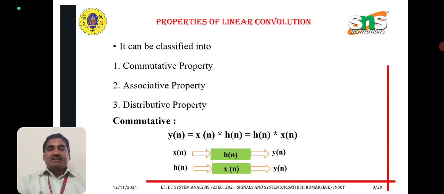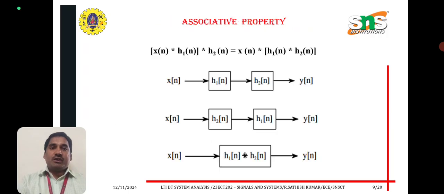Convolution can be classified into three properties: commutative property, associative property and distributive property. Commutative property: y of n is equal to x of n convolved with h of n, which is equal to h of n convolved with x of n. When x of n is applied to h of n, it produces y of n. When h of n is applied to x of n, it also produces the output y of n.